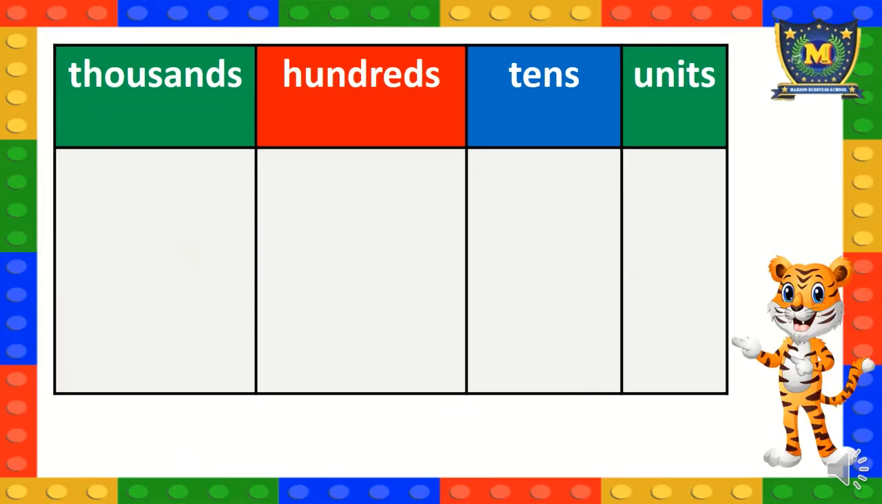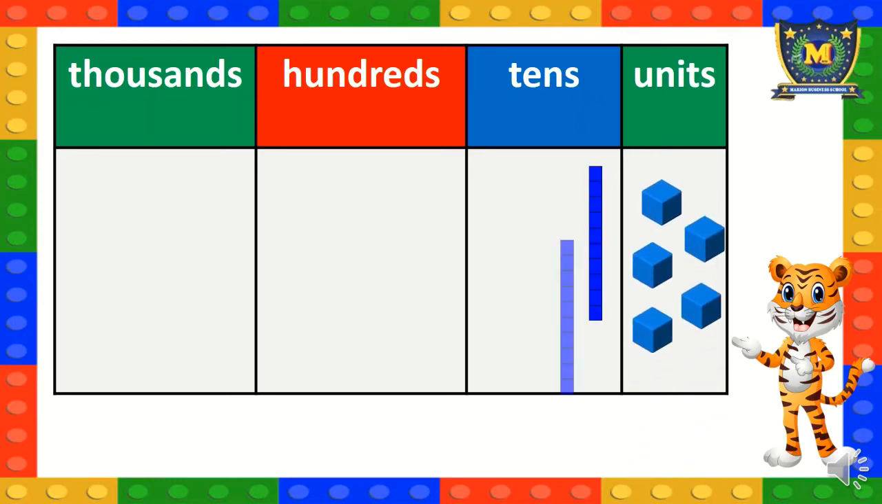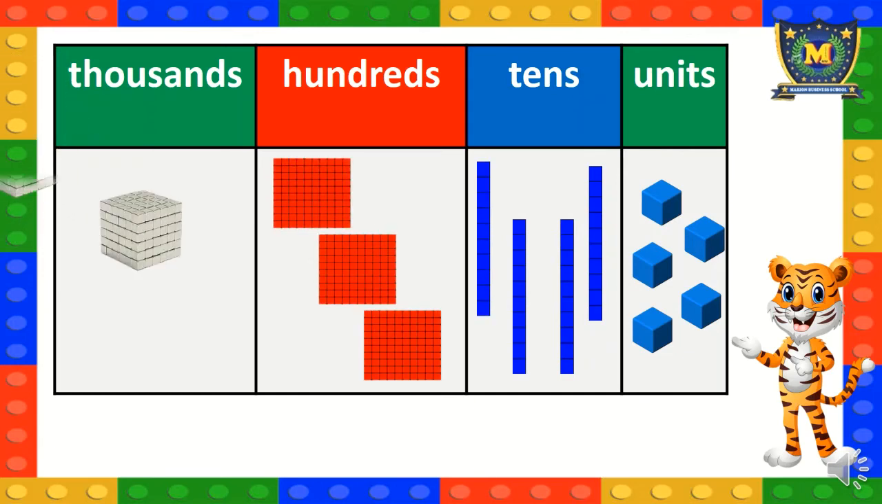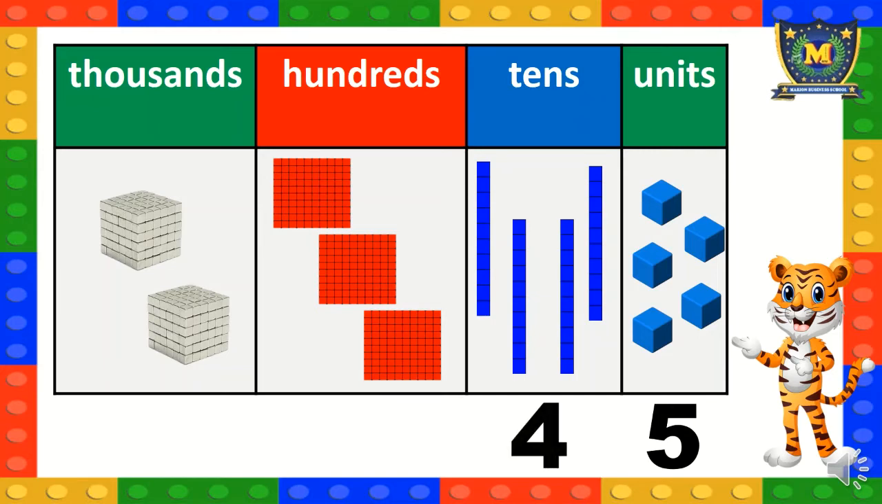Again, another example. For this example, let's put some units on the units place, and rods on the tens place, and also flats on the hundreds place, then cubes on the thousands place. Okay, now let's count how many units we have here. We have here 5, and for tens we have here 4 rods, and for hundreds place we have here 3 flats, and for thousands we have here 2 cubes.